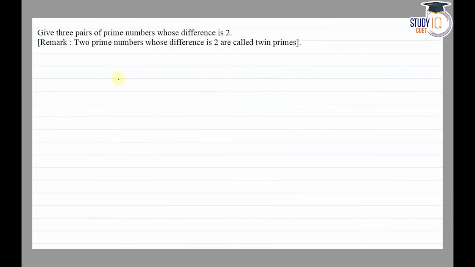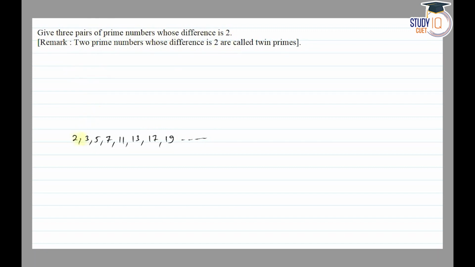Hello everyone. This question appears in the class 6th NCERT chapter Playing with Numbers. This is the 7th question of Exercise 3.2. The question says: give 3 pairs of prime numbers whose difference is 2. So हम पहले prime numbers note कर लेंगे: 2, 3, 5, 7, 11, 13, 17 and 19 and so on. So हमें find out करना है 3 pairs of prime numbers whose difference is 2.